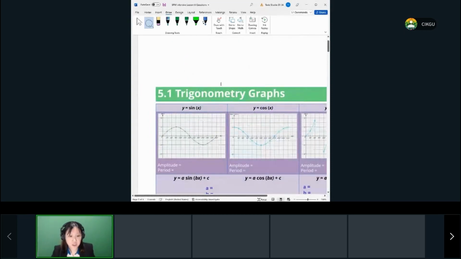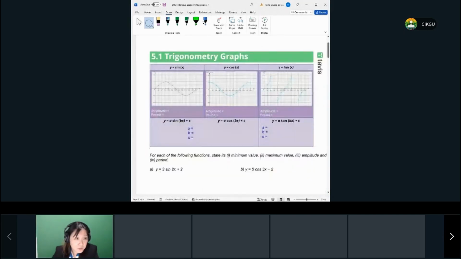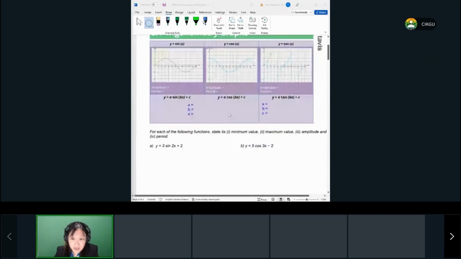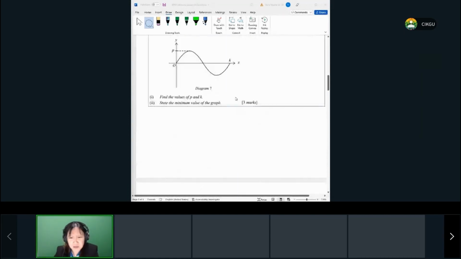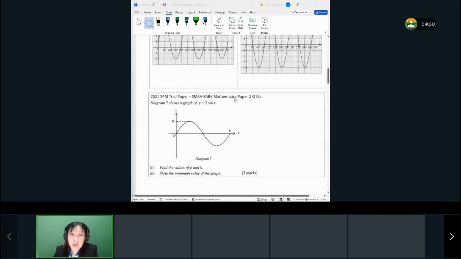Okay, so today we're going to cover this: trigonometry graphs. We were supposed to cover it last class, but we didn't have time. This will take me about half an hour, I think that's enough already, because it's not hard.